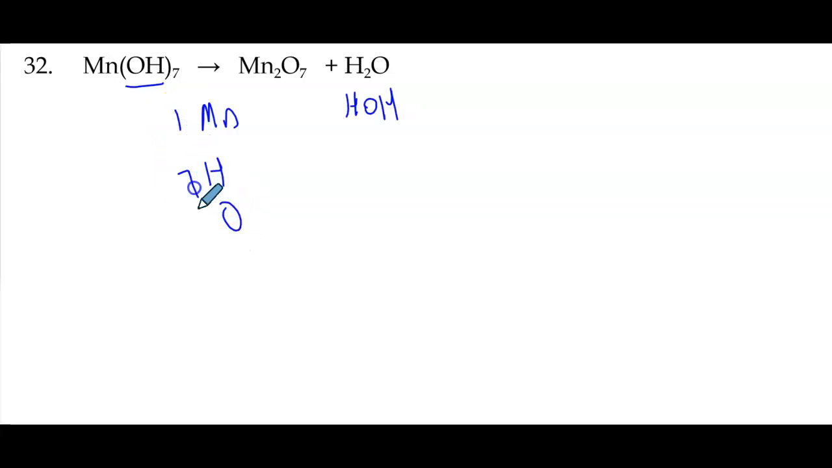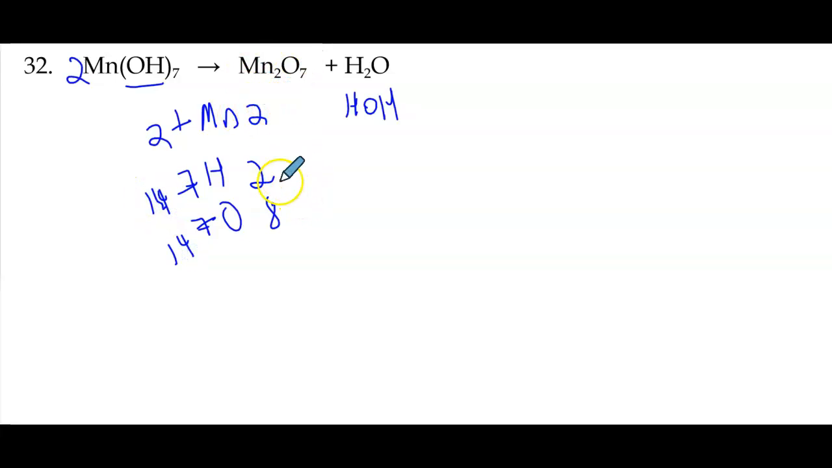We have 1, 7, and 7. We have 2 Mn's, we have 2 H's, and we have 8 hydrogens. So we're going to start with Mn. This is 7, so you're clear. We're going to put a 2 here. That makes this go to 2, this go to 14, and this go to 14.